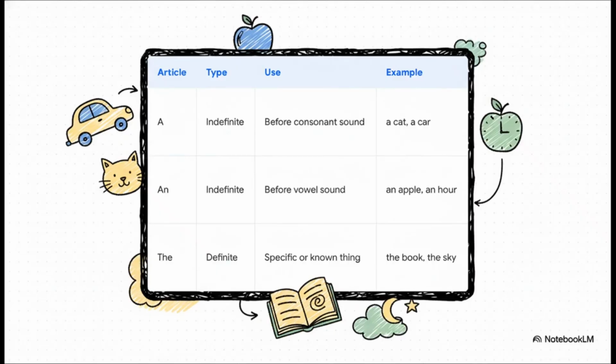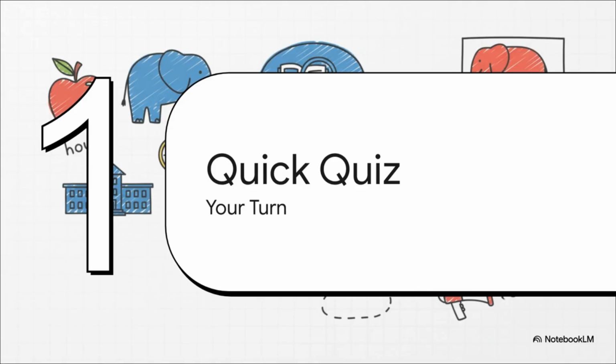So let's just put all that together in a quick little cheat sheet. You've got your indefinite articles, a and an, and they totally depend on the sound. A for consonant sounds like a cat, and an for vowel sounds like an apple. Then you have your definite article, the, for anything specific or something we both already know about, like the book or the sky.